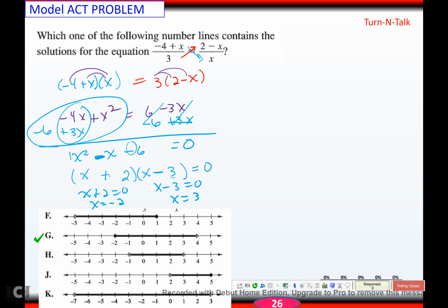Well, I need a solution set that contains both of those solutions. F has the negative 2, but not the 3. G has the negative 2, and has the 3, so that's good. But just to check the other ones, H doesn't have the negative 2, J doesn't have the negative 2, and K has the negative 2, and almost has the 3, but see that open circle there? That means they're not including 3 there, whereas this one, it does. Okay?